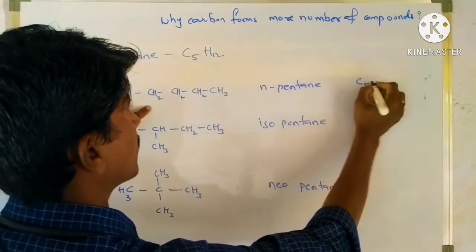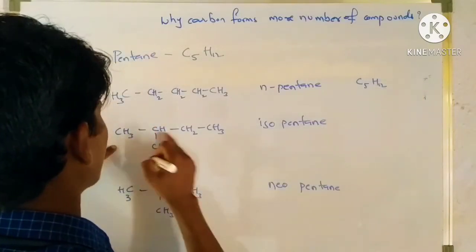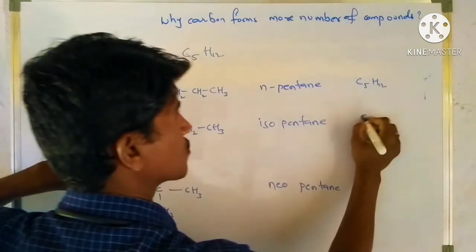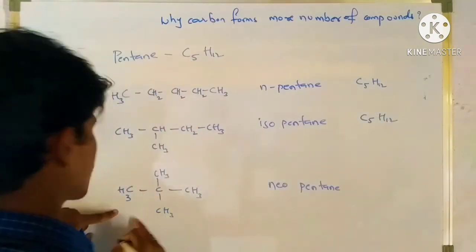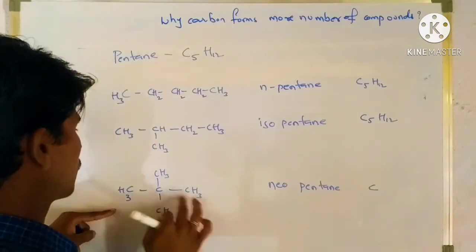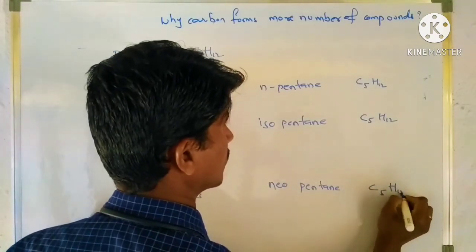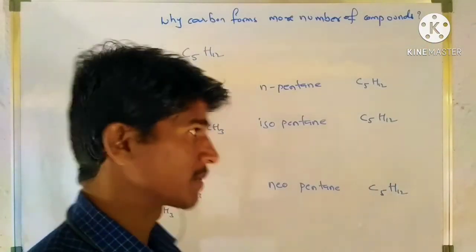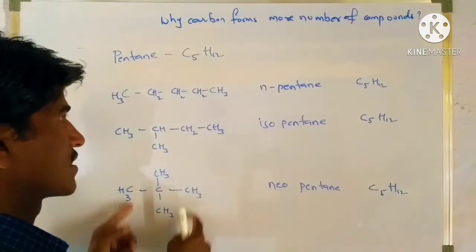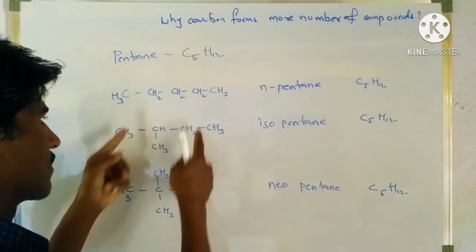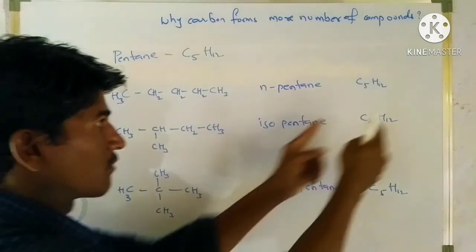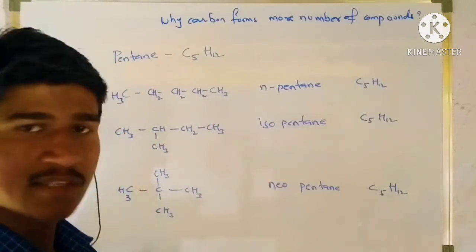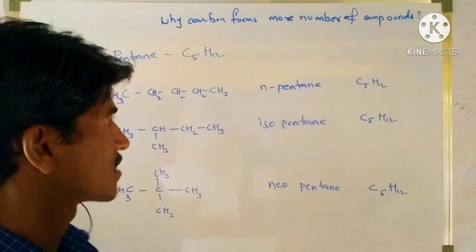Now you can see here the formula is C5H12 only. Here also 1, 2, 3, 4, 5 carbons are there. Hydrogens 3 plus 3, 6, 7, 8, 9, 10, 11, 12. So C5H12 only. Here the chemical formula is the same, meaning the molecular formula is the same, but the arrangement of the particles, meaning the structural formula, is different. This structure is different from this one, and this one is different from this one. Those are known as isomers. These are the isomers of pentane.